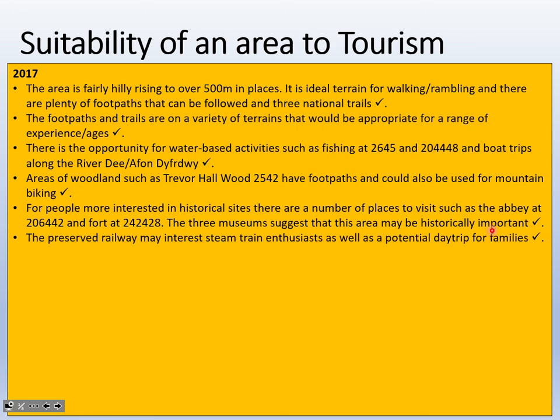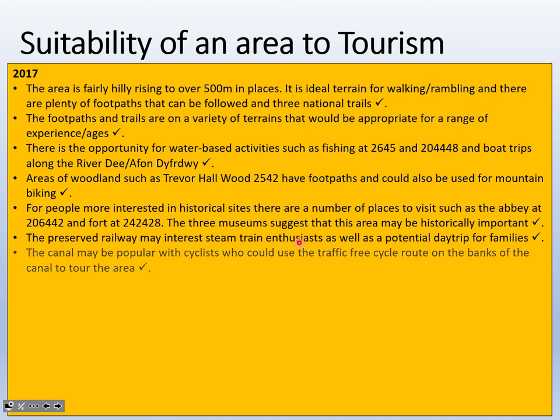This one I've nicked from the mark scheme itself. I just think it's quite funny, so I've added it in. The preserved railway may interest steam train enthusiasts, as well as a potential day trip for families. Notice again that here, the railway, which is our map evidence, has a specific tourism interest, but I've packaged it up with something else. It's also a potential day trip for families. You're trying to say something else every time. Don't allow yourself to be limited to just simple points.